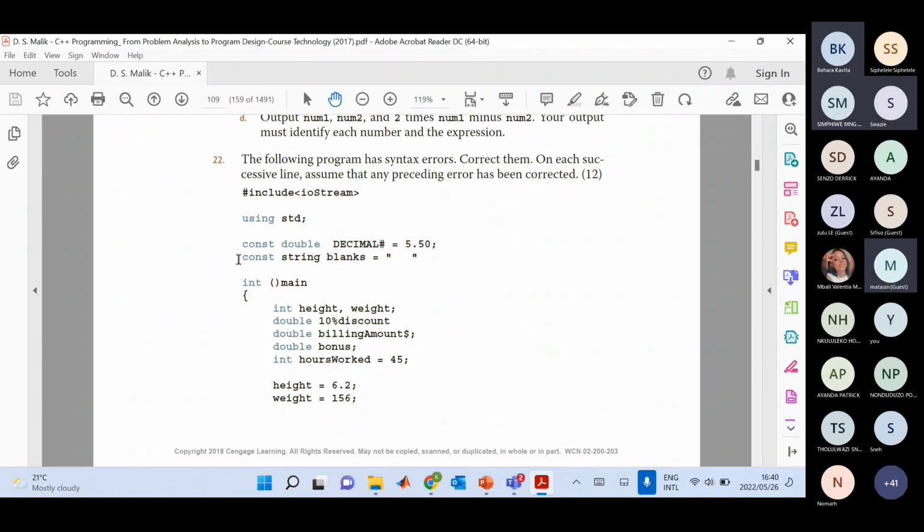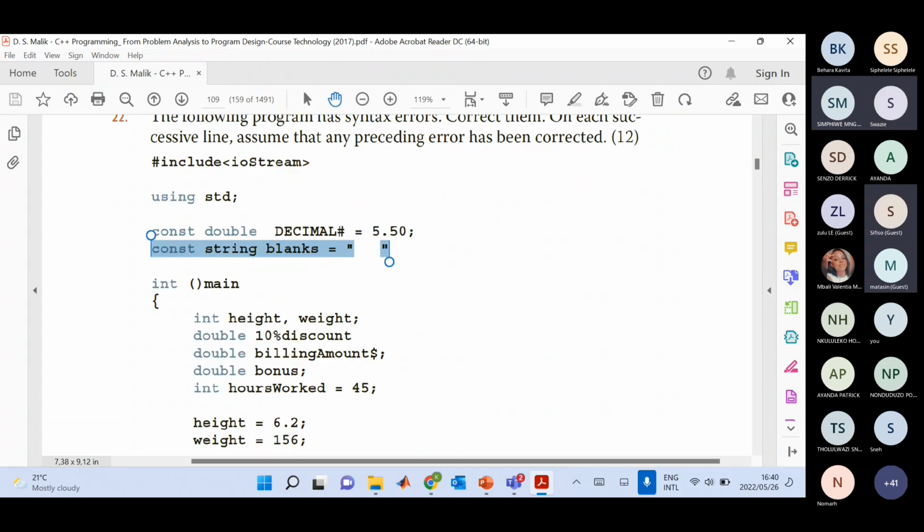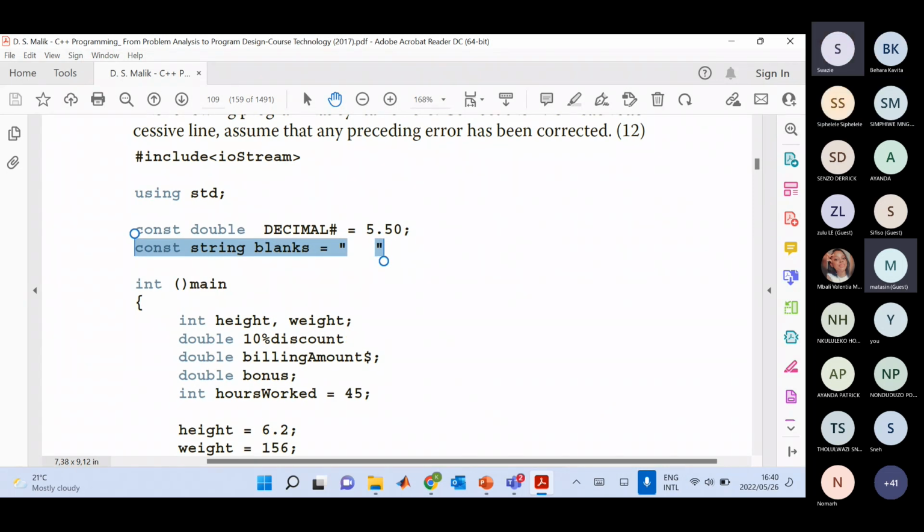Is there any mistake in this line? Name, weight, string, length. What happened in the above line? In the above line, there is a special symbol, which is your hash with the decimal. When you are declaring your identifiers, you cannot have any special symbols associated with a variable. Okay, then next line. The terminator, semicolon is missing here.